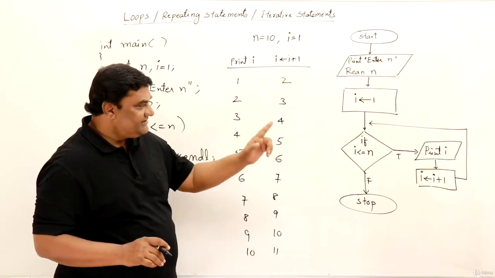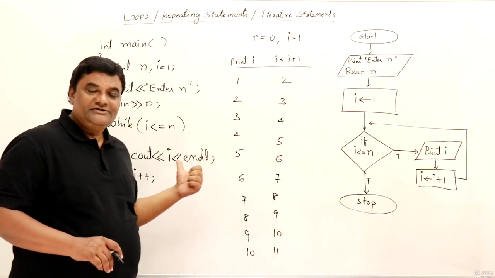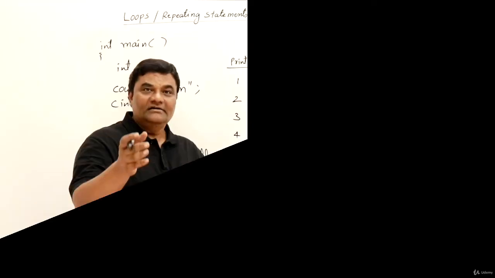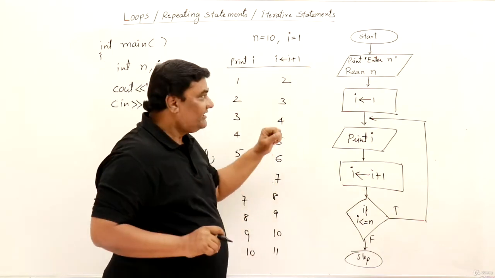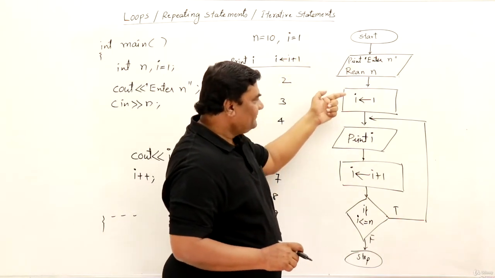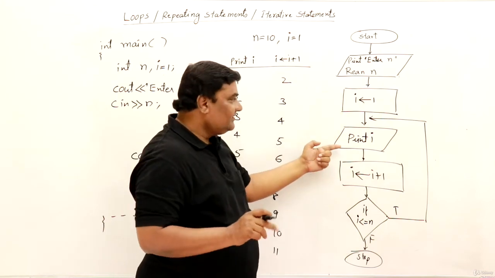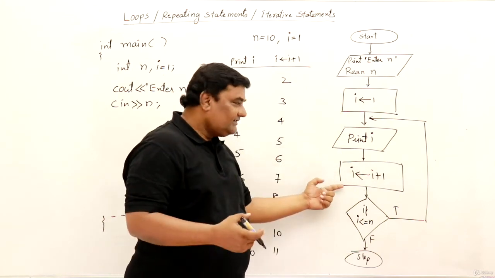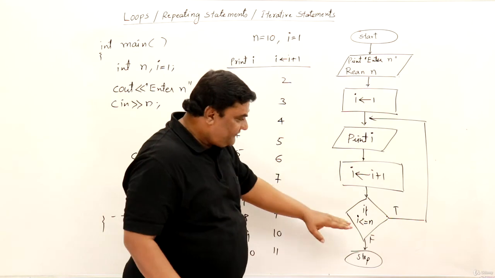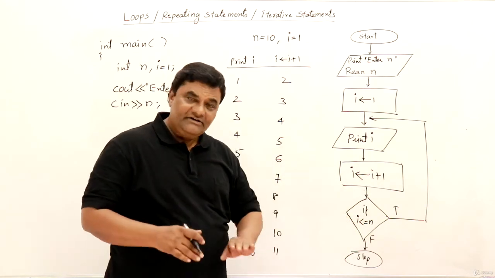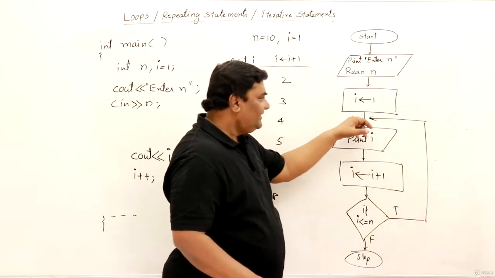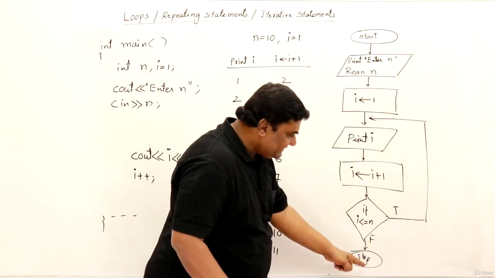Okay, so I will make changes in the flowchart and then I will show you the changes in the program. Yes, I have made changes to this flowchart. Let us read the flowchart. Start, take a number, i assign 1, then first print, then increment i. Afterwards check if i is less than or equal to n. If it is true, then continue. If it is false, then stop.